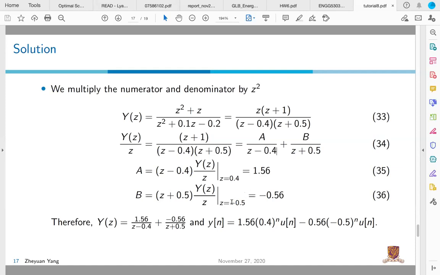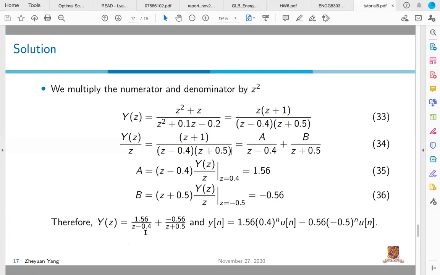And when we set the z to be minus 0.5, we can eliminate the constant a. And we have on the right-hand side only b here. And the left-hand side, we multiply (z + 0.5) and it is equal to (z + 1) divided by (z - 0.4). So now we substitute z equals to minus 0.5 into the equation. We get the constant b should be minus 0.56.